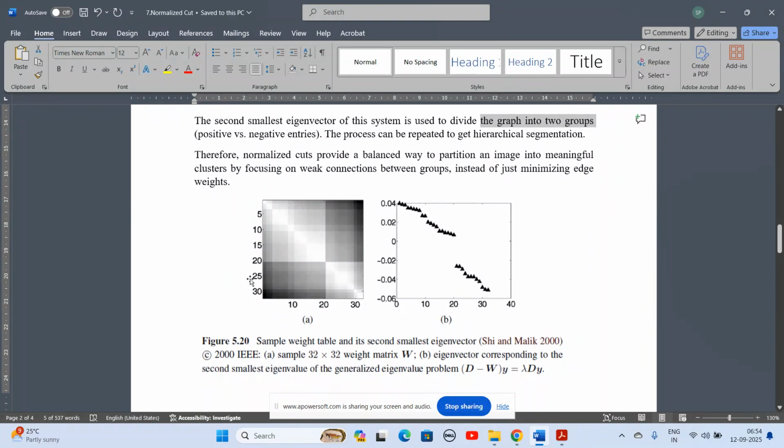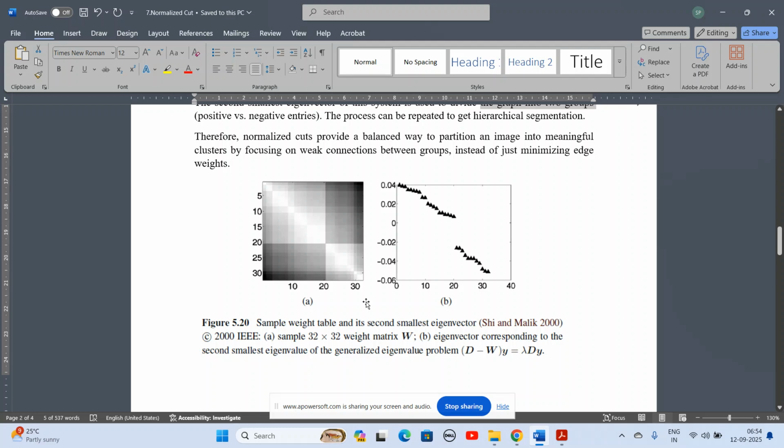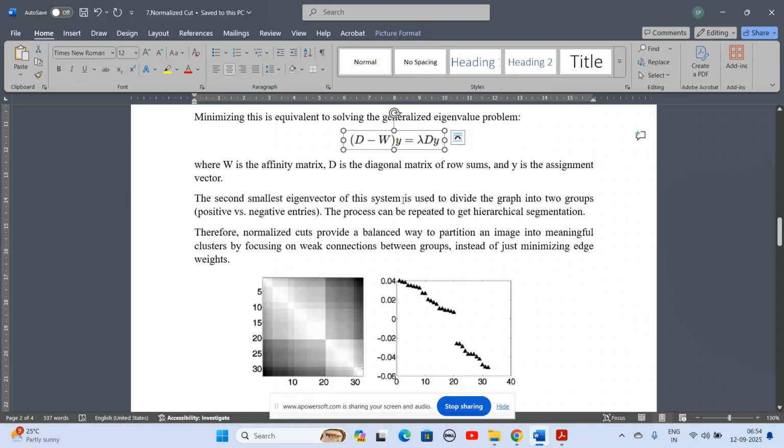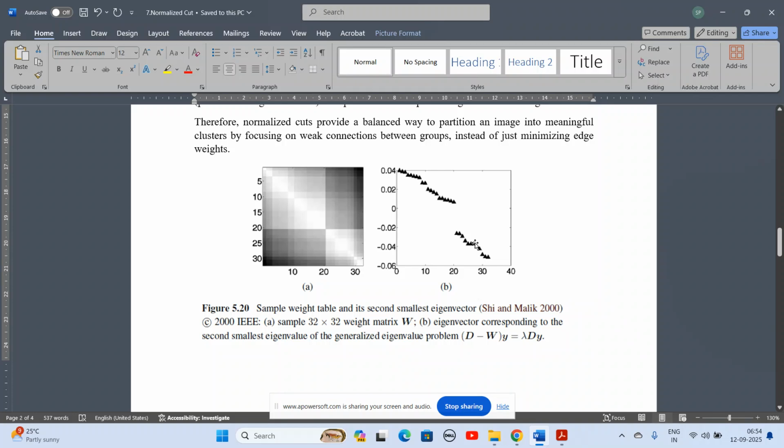See this. This is a matrix, a sample 32 cross 32 matrix with weight W. The W matrix is given here, and after applying the formula, the diagonal elements, and the assignment vector, as I said, we'll get eigenvalues as well as eigenvectors. The second smallest eigenvectors are represented like this. The eigenvector corresponding to the second smallest eigenvalue of the generalized eigenvalue problem is given here. Following this line will divide the entire image into two.